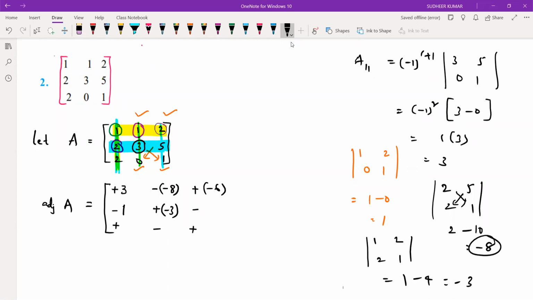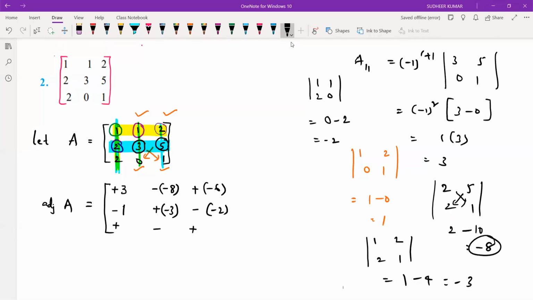And the next one. What is the next one? Minus 2, 5. So delete this row and column. So the remaining elements are 1, 1, 2, 0. So that is 0 minus 0 minus 2, which is minus 2. So this is minus 2.